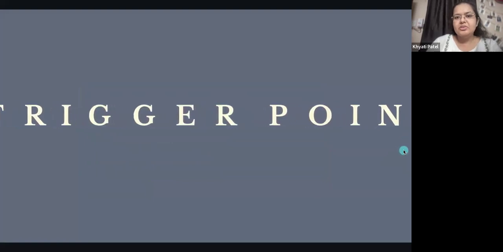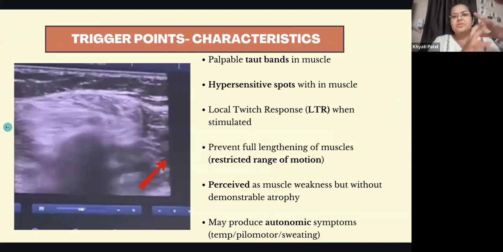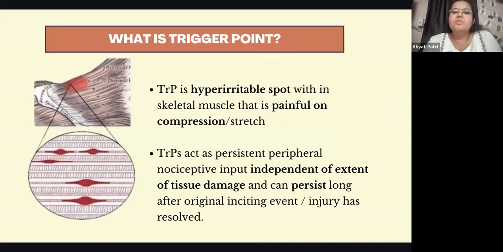So starting with what is trigger point. The trigger point is a hyper-irritable spot within a skeletal muscle, which is painful when it is compressed or when muscle is stretched. And this trigger point acts as a persistent peripheral nociceptive input, which is independent of extent of tissue damage. So even if the reason which started the trigger point in a muscle, even if you remove that inciting event, the trigger point can persist and it can keep causing pain unless treated.